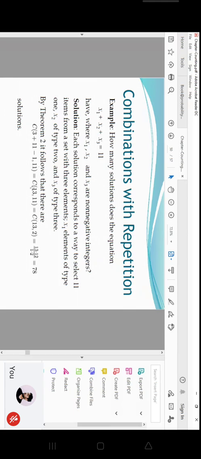So for combination with repetition, we have to use the formula N plus R minus 1 C R. That indicates you have to choose R elements out of N elements, where basically R is greater than N. That time the repetition concept we must apply.